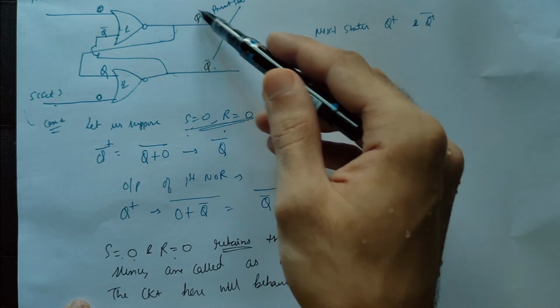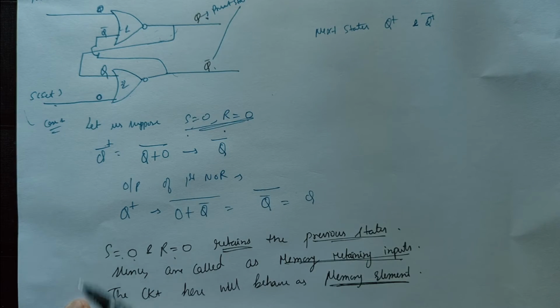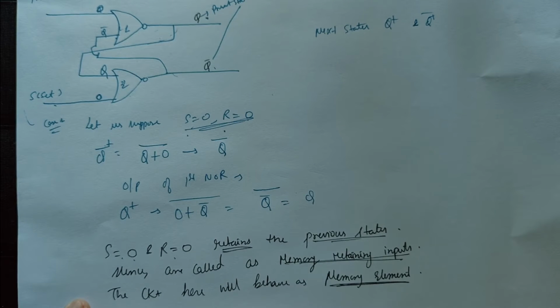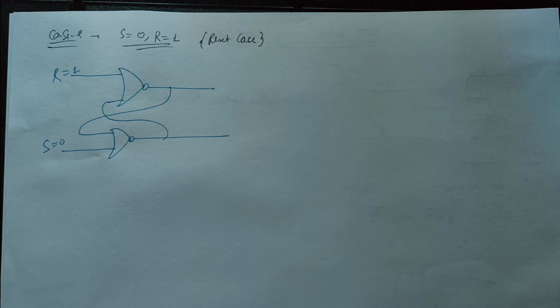Because it is retaining the previous states. We are changing the inputs, but the previous states are the same as that of Q bar and Q. So now let us move to case 2 where S equals 0 and R equals 1, and it is also called the reset case. Why reset case, we will see here.